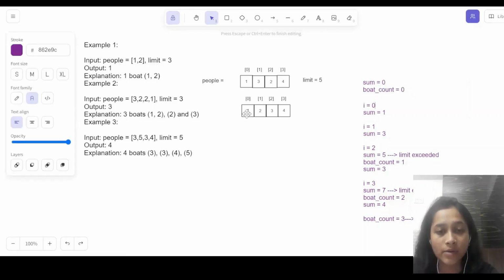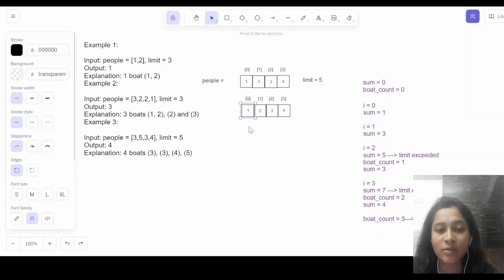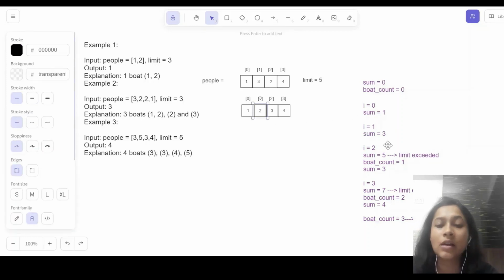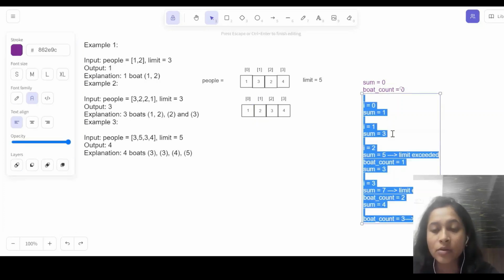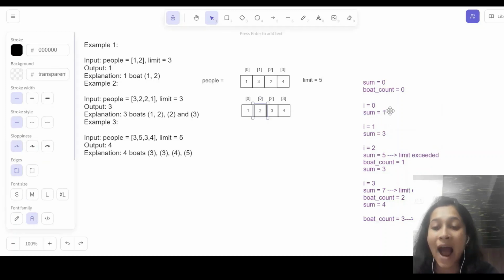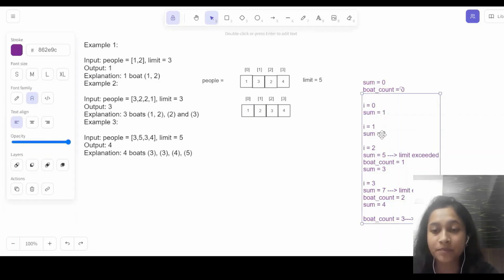At index i equals 0, my weight is 1, which is less than my limit, so we will add it to our sum. Now 1 is less than our limit, hence we will increase our index to check whether more people can be carried or not. At index i equals 1, the weight is 2. I will add it to my sum, so 2 plus 1 equals 3. 3 is less than 5, yes.